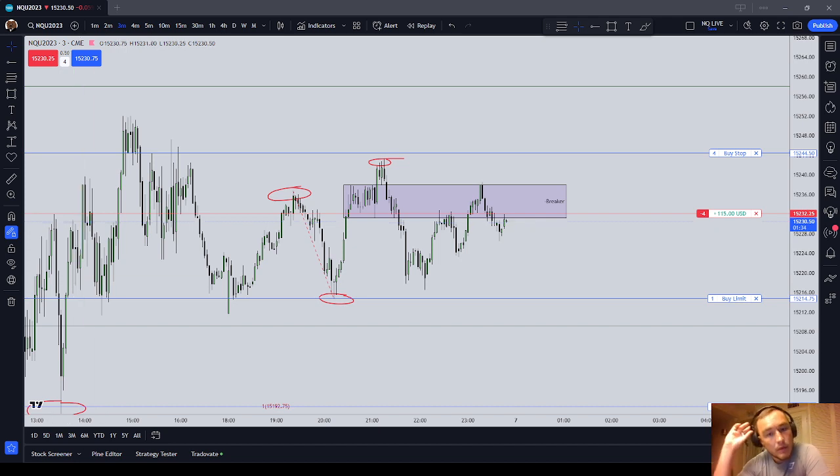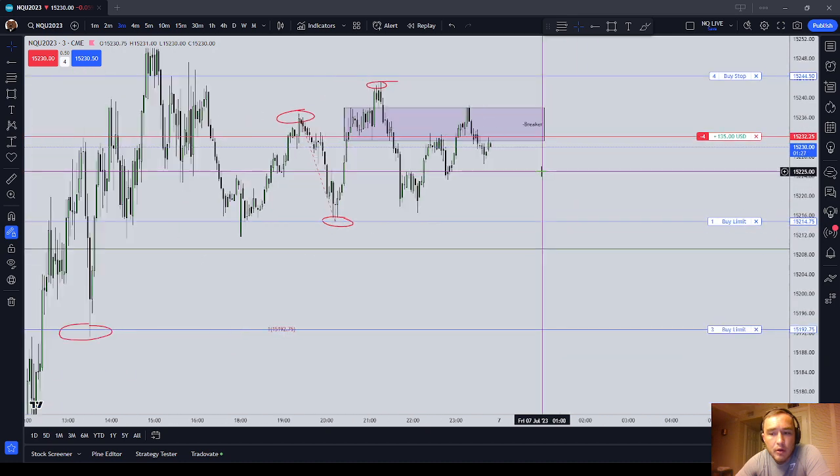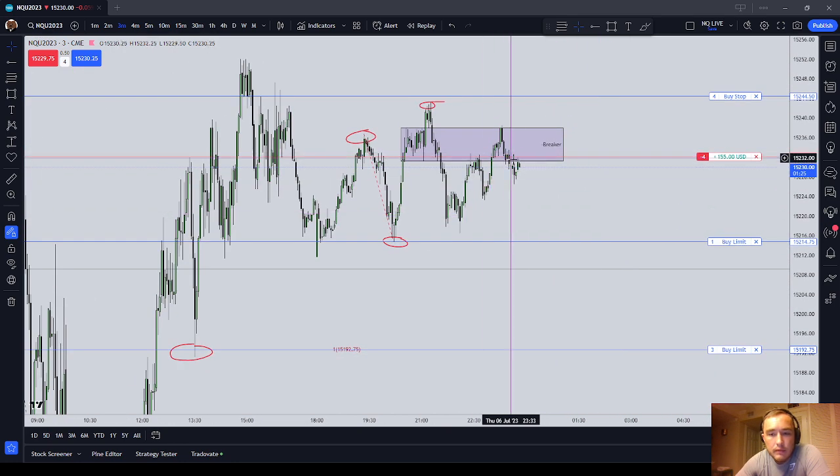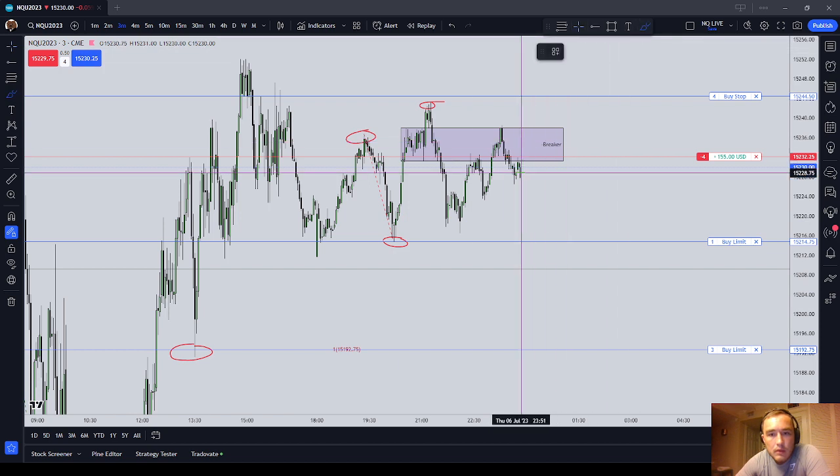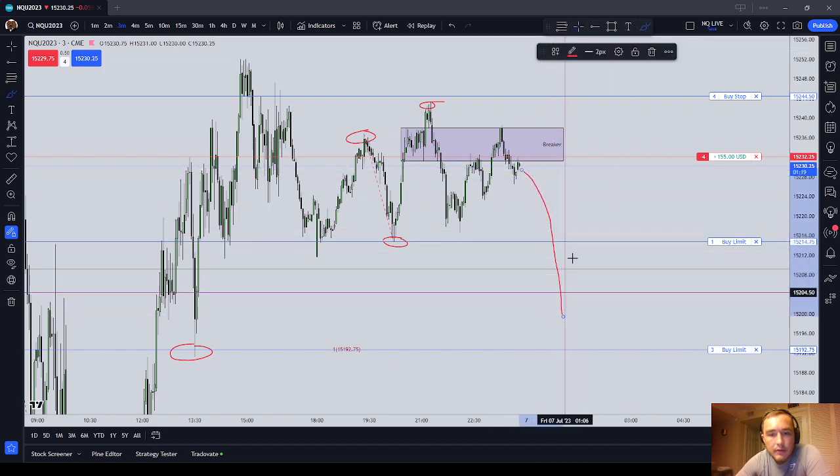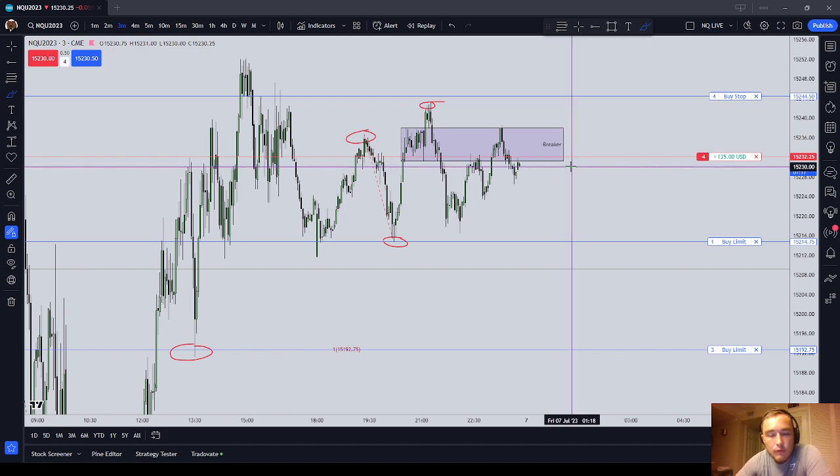All right. Hello. We're an hour into this recording. We're playing this ICT bearish breaker and seeing. Kind of thinking that it's going to do that over time.